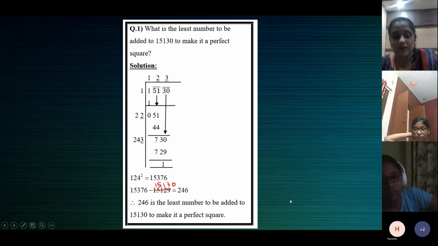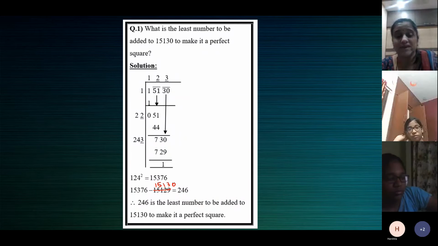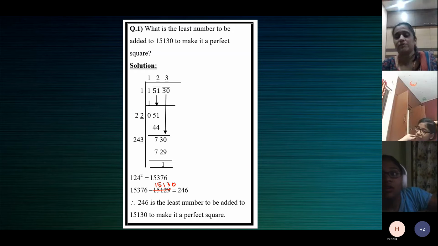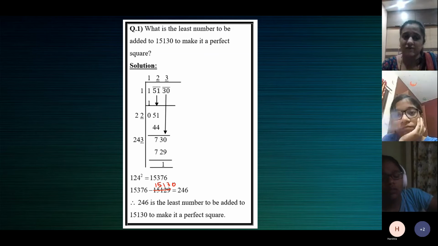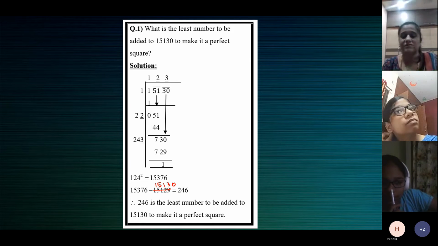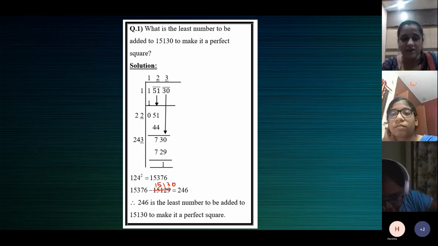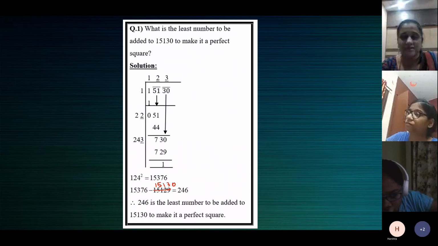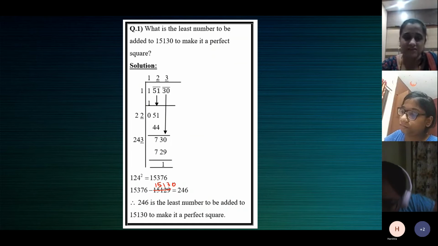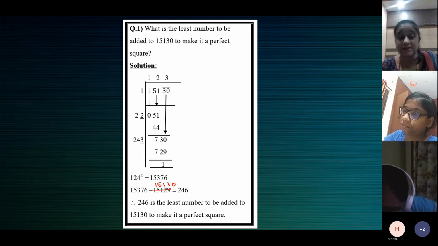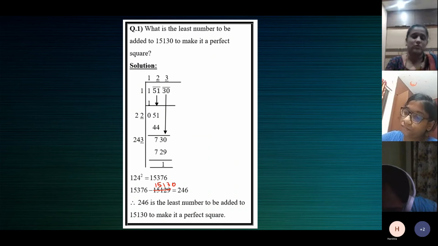So this is the procedure to find the least number to be added to the given number to make it a perfect square. See, 15130 will not become a perfect square. 15130 is an imperfect square. When you add 246 to 15130, you get a new number, and that new number is a perfect square.